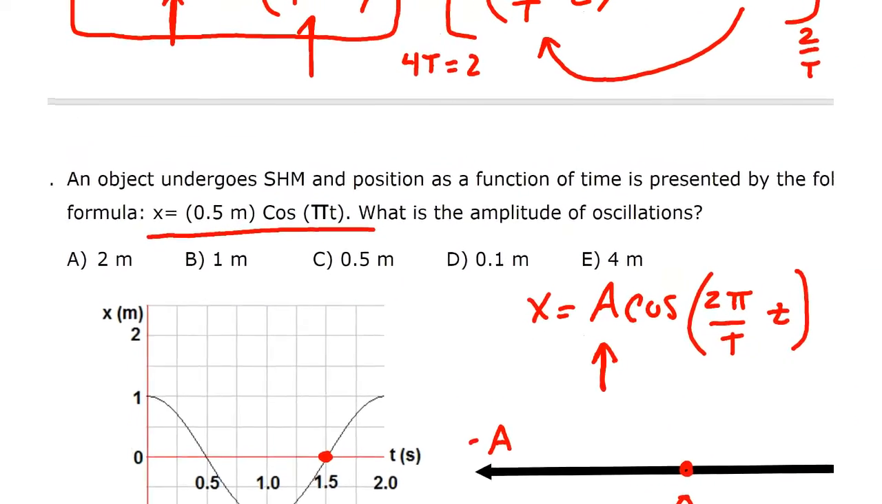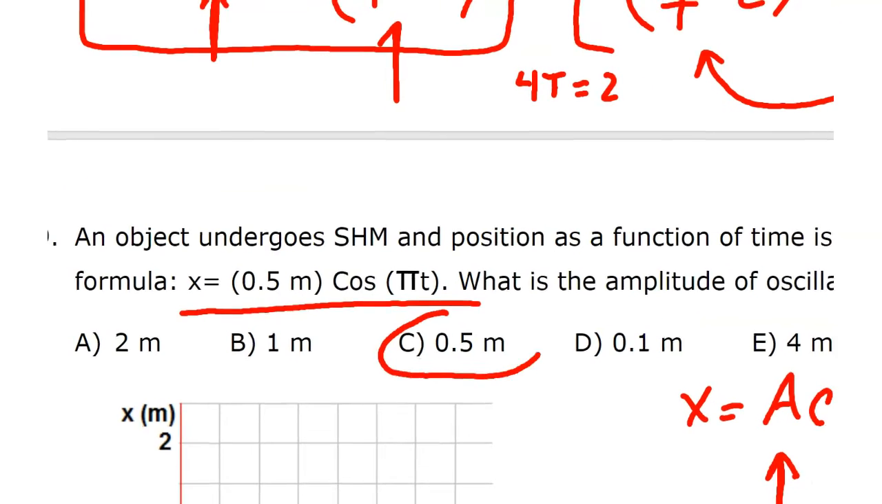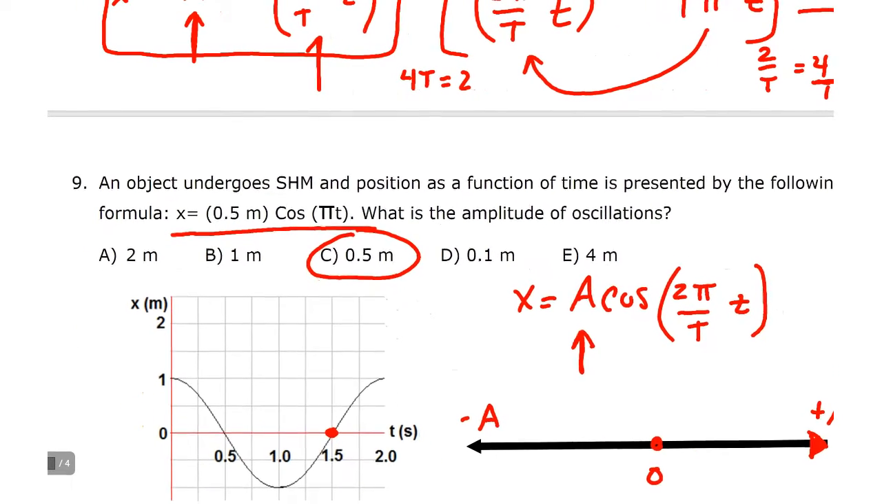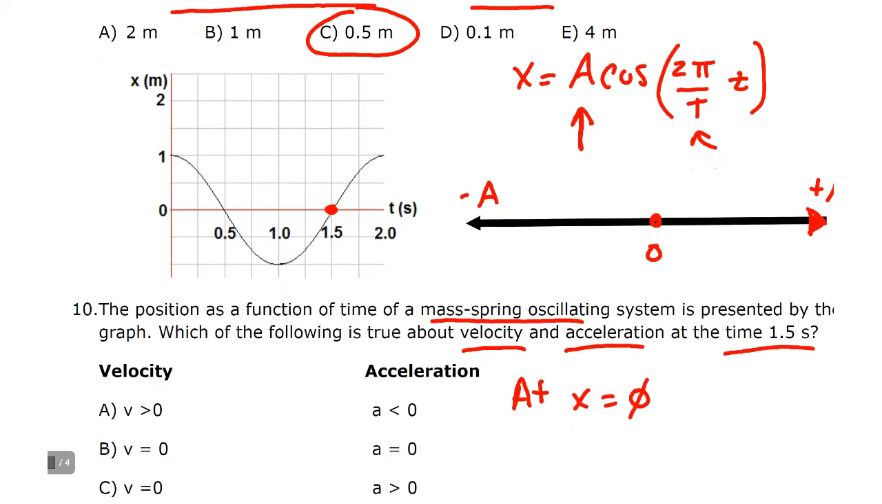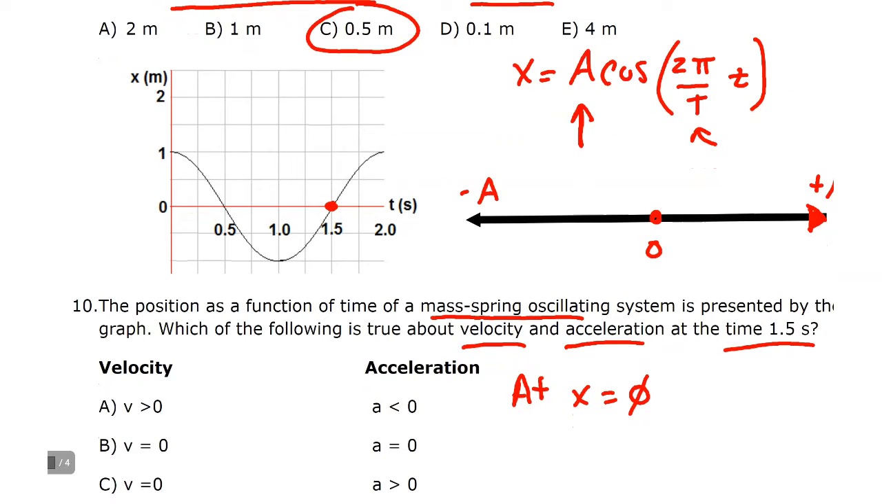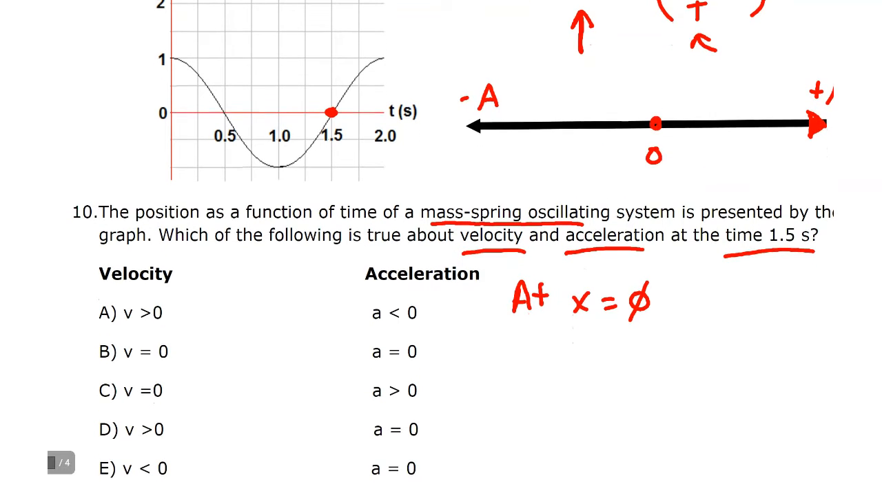So actually, the amplitude, like I said, is the number in front of the cosine or the sine, and that is 0.5. So that's pretty simple. The general formula for the x position is amplitude times the cosine of 2 pi over T, where T is the period, which they do not want. They just want the amplitude. So that's simple. Let's go back to this function over here. This is obviously a cosine function. The position as a function of time for a mass oscillating on a spring is represented by this cosine graph.